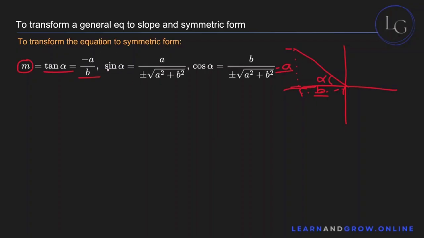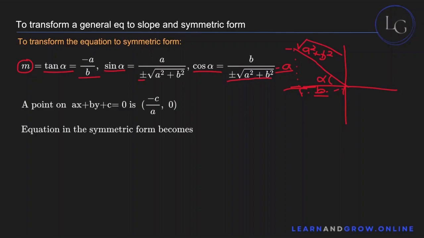And so now let's see what sine alpha is equal to. Sine alpha is equal to the rise over the hypotenuse. And the hypotenuse, if you remember the Pythagorean theorem, is equal to the square root of a square plus b square. Not negative a square, because negative a square and positive a square is the same thing. So now you have this as the hypotenuse. So sine alpha is equal to a over plus minus under root a square plus b square. And similarly, cos alpha is equal to the run over the hypotenuse, so b over under root a square plus b square.